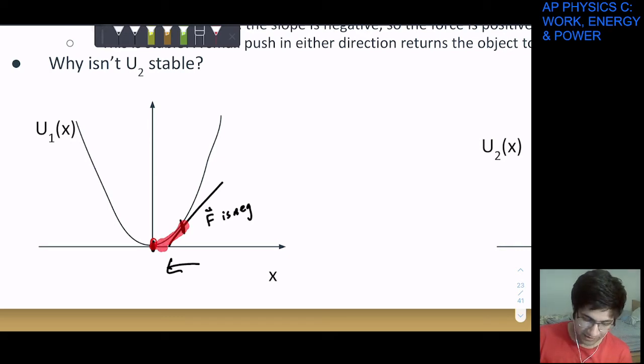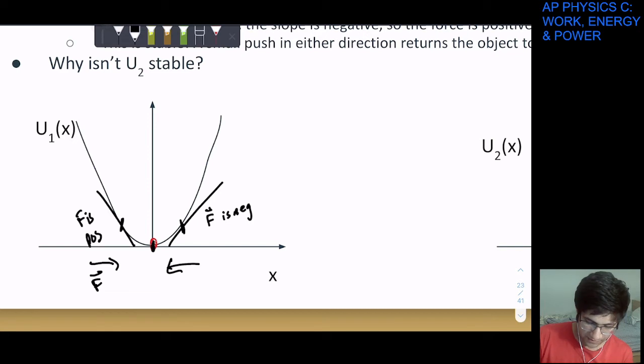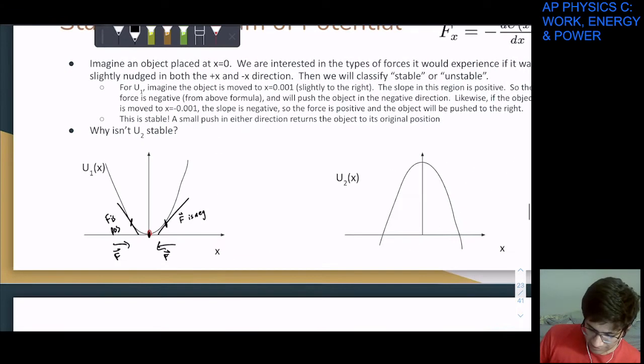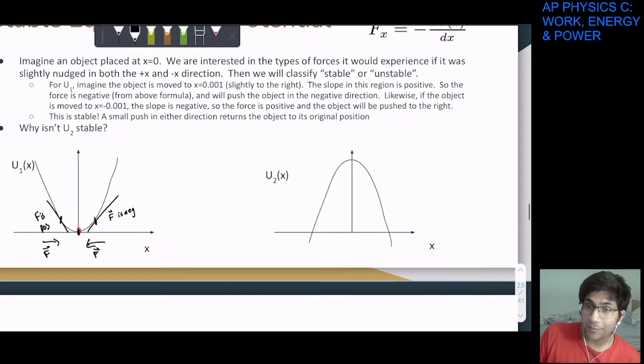And you can do the same thing on the other side. If we move the ball a little bit to the left here now, what is the restoring force? Well, the slope is negative, so F is positive, which means that F is going to go this way in that region. So either way, whether you move the ball left or to the right, it's going to go back to the center. And in this U2 here, the complete opposite happens.